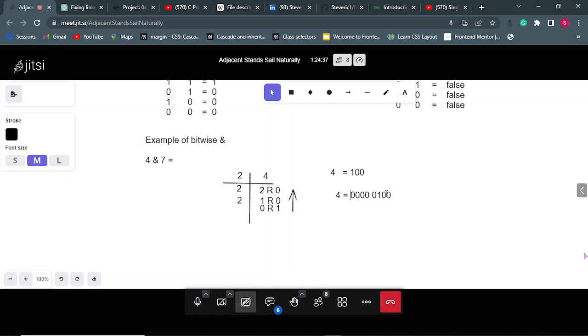The binary is the computer representation. That's what you see in the machine. You won't see 4, but this is what you will see: 00000100. That's how 4 is represented in the computer. Is that fine? Can I move on? Yeah, move on.